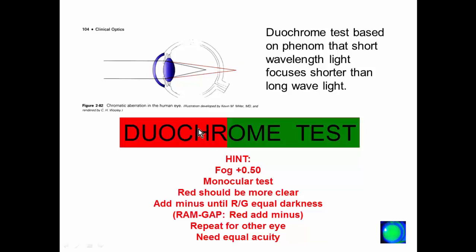This is called chromostereopsis. You may be able to see either the blue or the red words floating out closer to you. In the duochrome test, you're probably all doing that. The hint here is RAM GAP. If you've got a patient looking at a set of letters with red and green, and the letters on the red side look darker, red, add minus. You would add a quarter diopter of minus until the two sides of the line of letters look about the same.